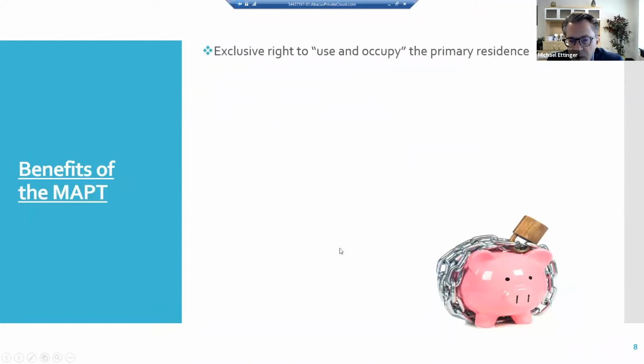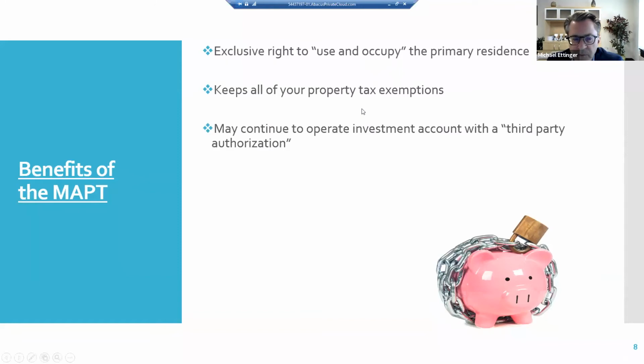You have the exclusive right to use and occupy the primary residence under the trust. Remember I said the trust separates use and enjoyment from the ownership? You don't own it, but you have the exclusive use and occupancy. You have life rights, like a life estate. You keep your exemptions on the property: senior, veteran, STAR.